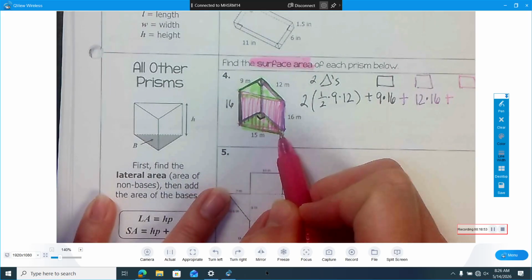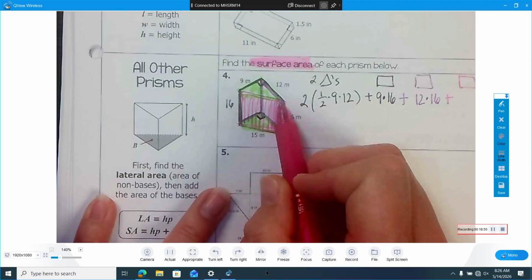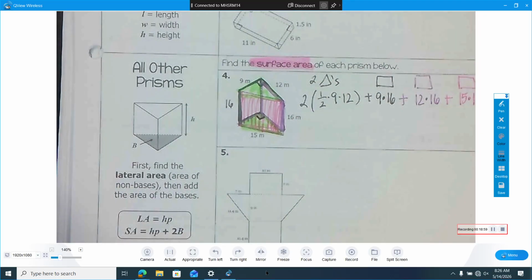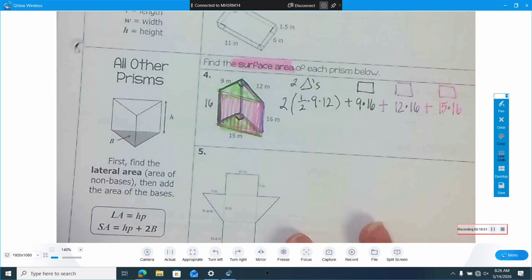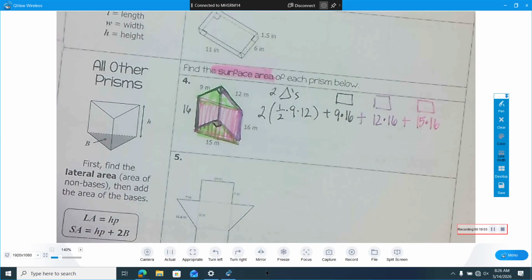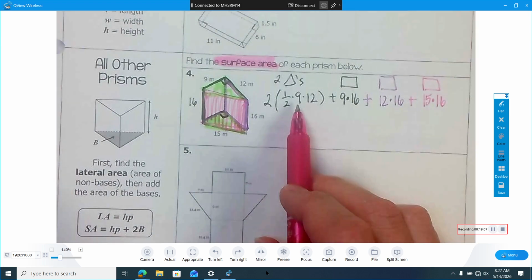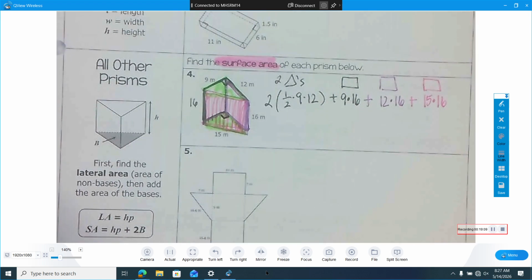Yeah, 15 by 16. All right, 15 by 16. And this is all we're doing. All we have to do is add up all the shapes. We have 2 triangles and 3 different rectangles. And if you can visualize that, then that's all you need to know. I don't need to teach you any extra formulas.